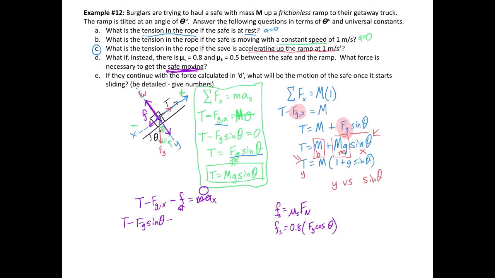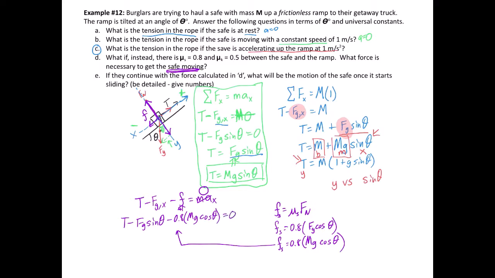So this, we're going to take one more step. We're going to say the static friction is equal to 0.8 times, again, mg, because it needs to be in terms of the variables that they gave us, cosine theta. We can now put that in for our force of friction. So we're going to plop it in over here. So we're going to go 0.8 times mg cosine of theta.